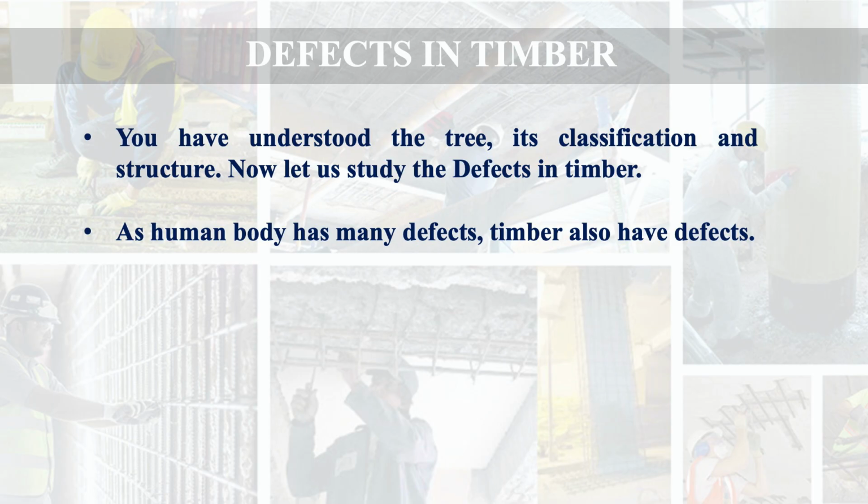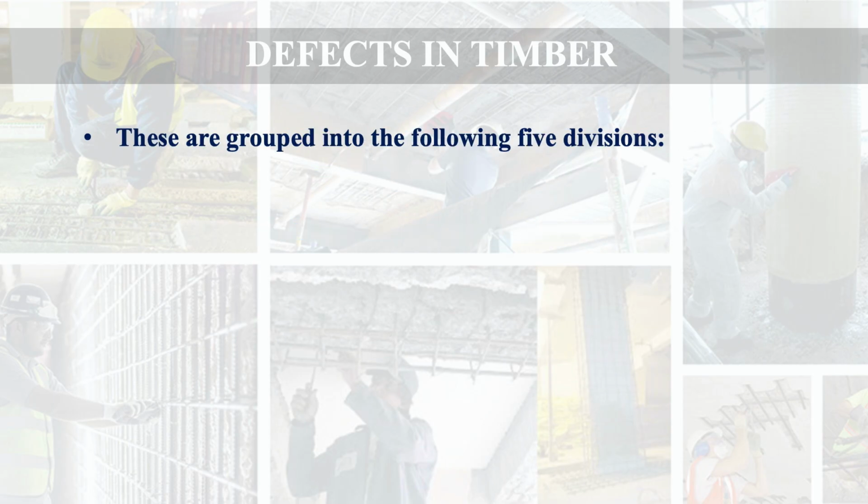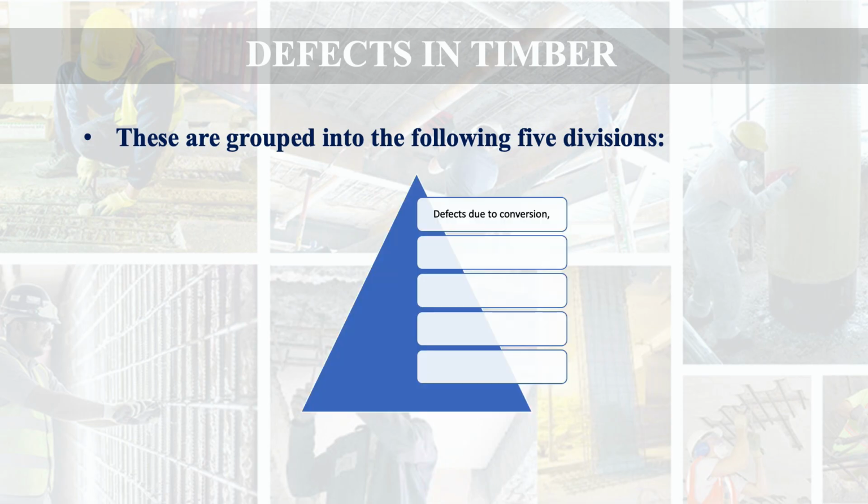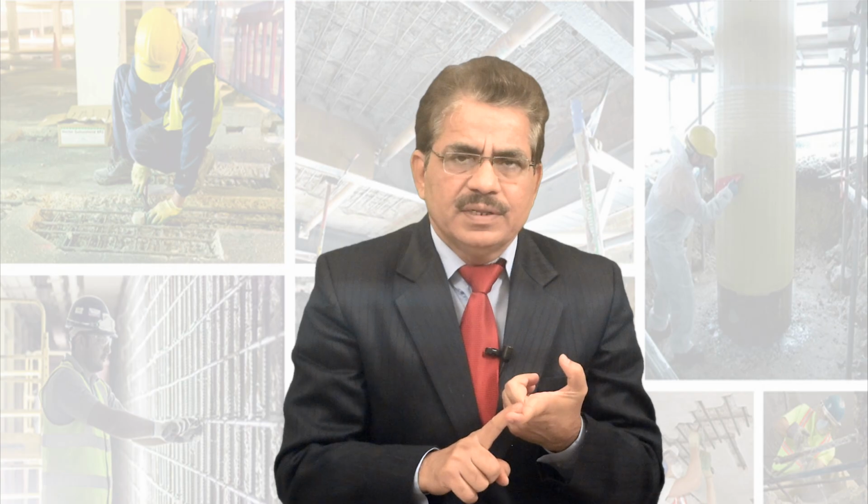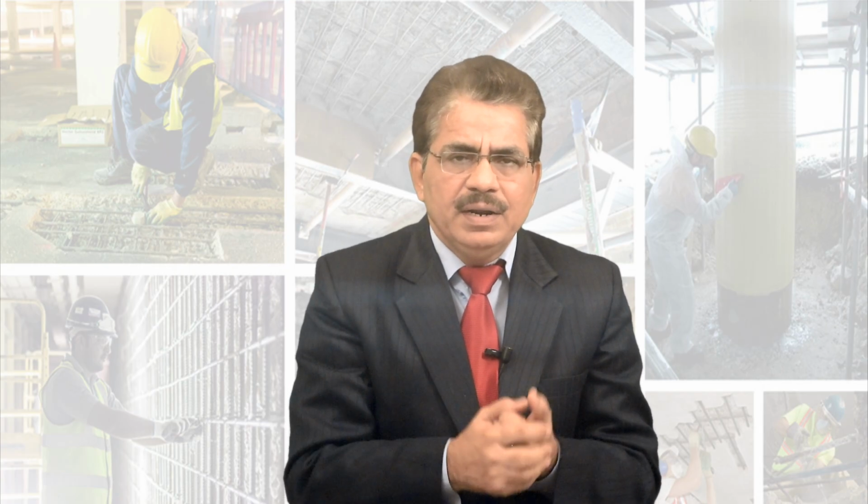As the human body has many defects, timber also has defects, and these are grouped into 5 divisions. What are these 5 categories or divisions? First is defects due to conversion. That is, when you are converting the timber, when you are cutting it into pieces of different sizes, then some defects may come into the picture. So these are the defects due to conversion.